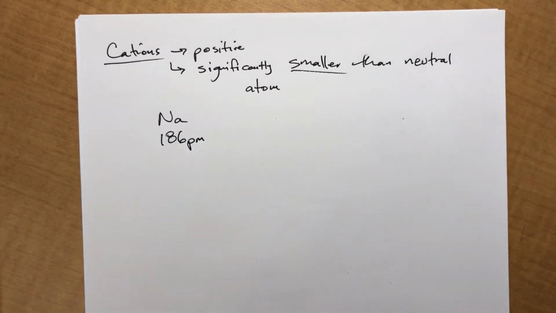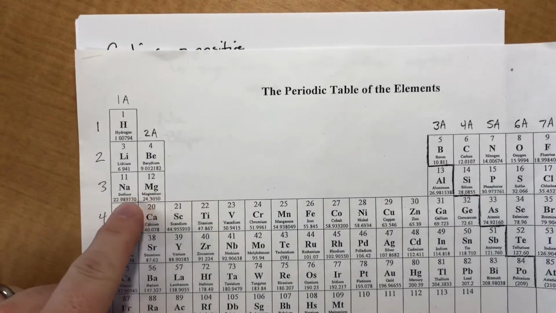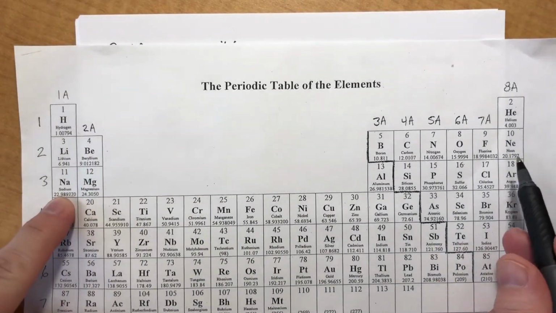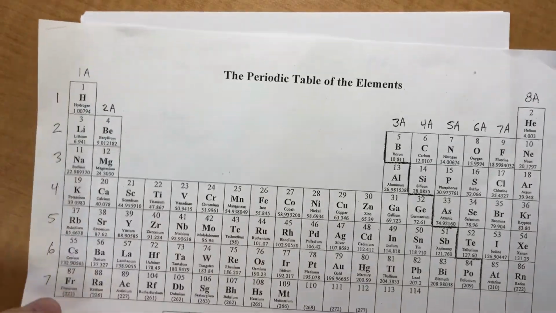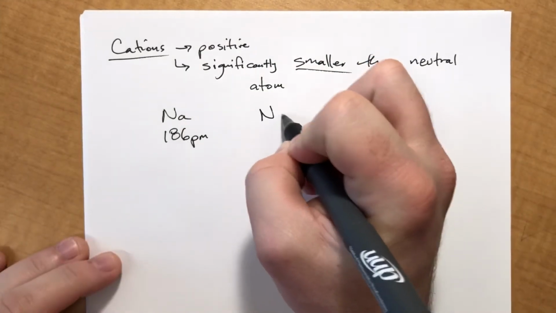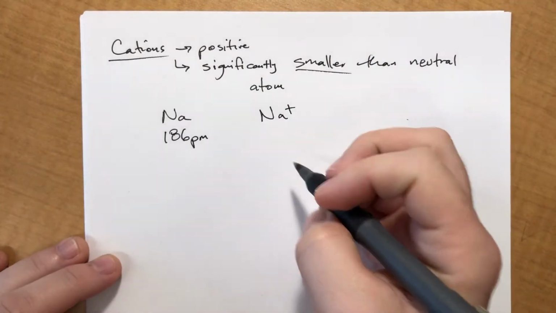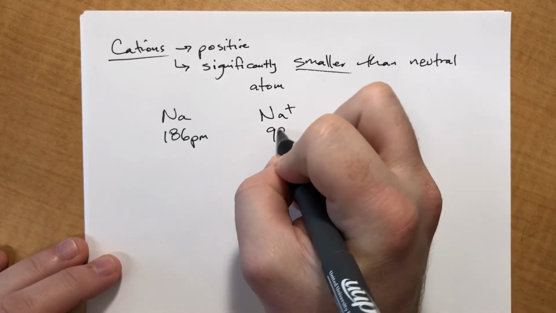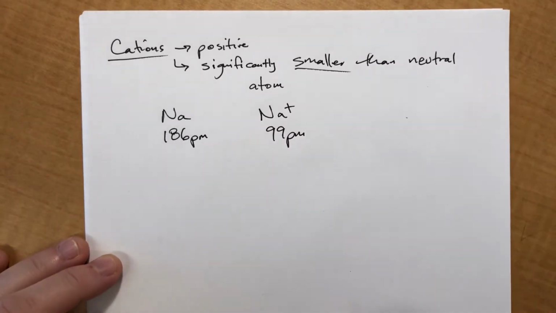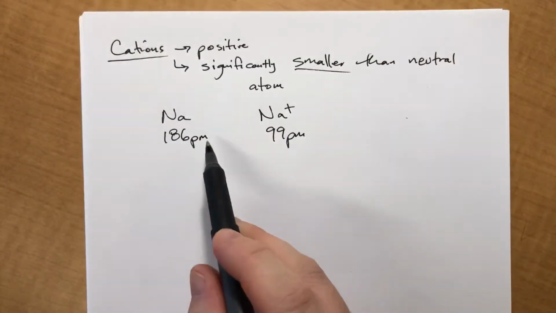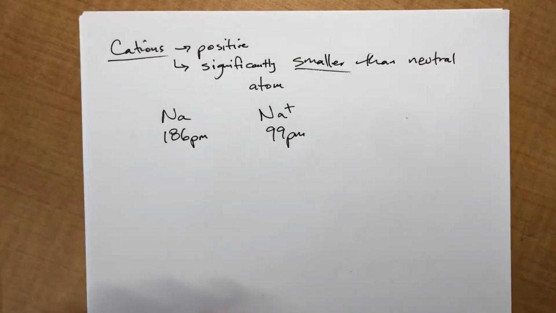Sodium is in column 1. If it loses one electron, it'll be like neon, so we expect it to form a +1 charge. Nothing weird there. It turns out that its value drops down to about 99 picometers. Kind of almost the exact opposite of what we saw for chlorine. But literally just removing one electron almost cut it in half.